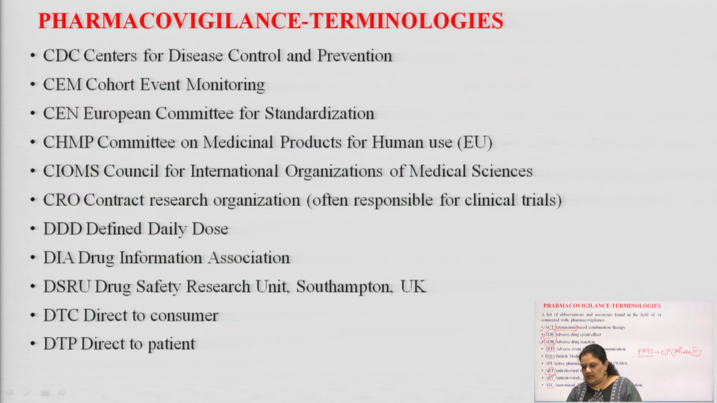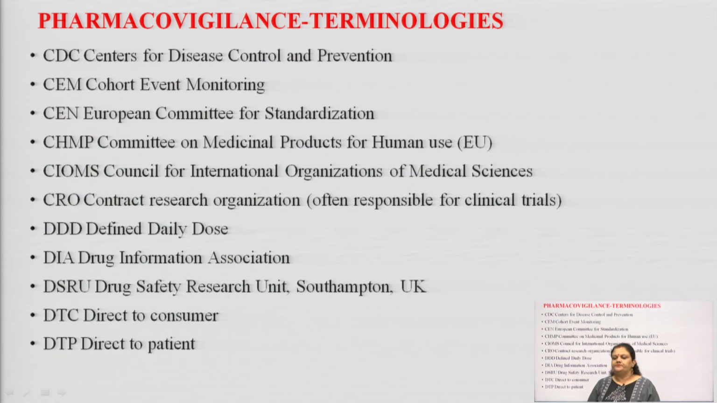Okay, students. Next, continuing these terminologies, CDC, it is the Centers for Disease Control and Prevention. That is why it is written centers, because CDCs are located in different countries with different names at different places. Okay, next is CEM. CEM stands for Cohort Event Monitoring. You have to remember it like this, Cohort Event Monitoring.